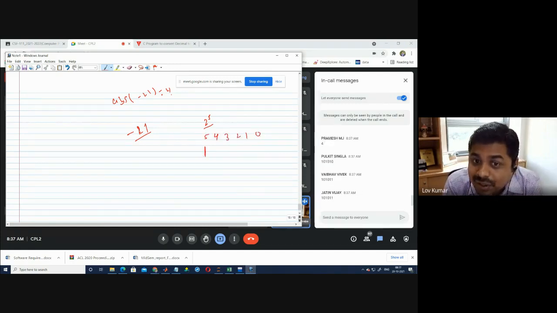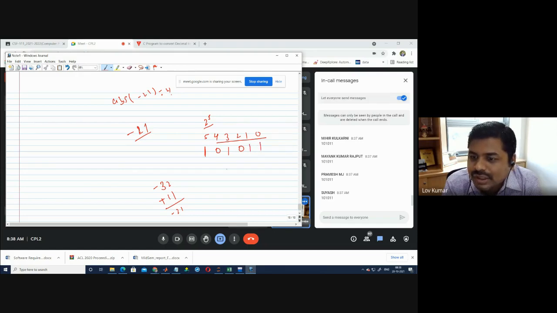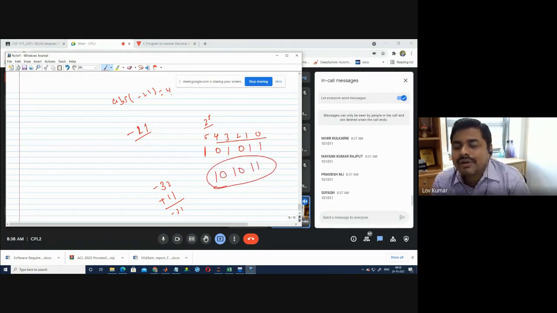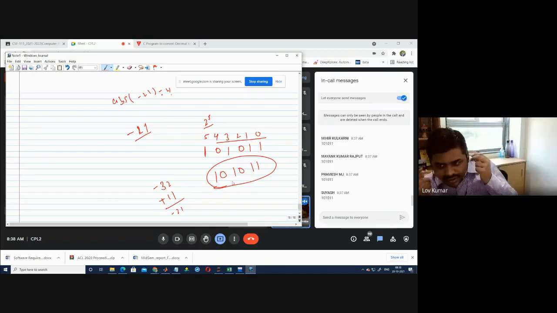In this case, what will it become? Minus 32. What value will we add to minus 32 to get minus 21? What value do we have to add? Minus 32 plus 11. If we add minus 32 plus 11, we get minus 21. How to write 11 in 4 bits? We are not taking 16. 8, we will take 8, 4 we will not take, 8 plus 2 plus 1. Now you can see 1 0 1 0 1 1. This is the representation of minus 21 in this case.